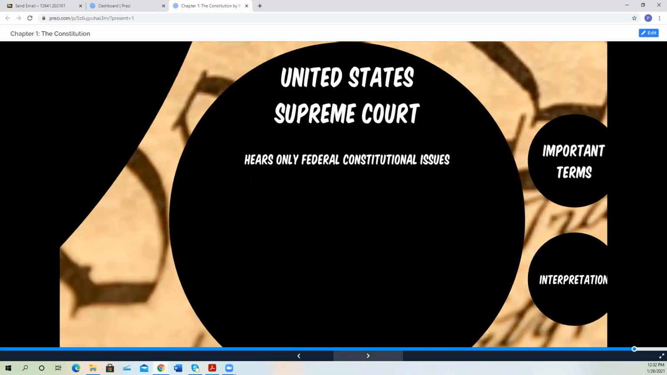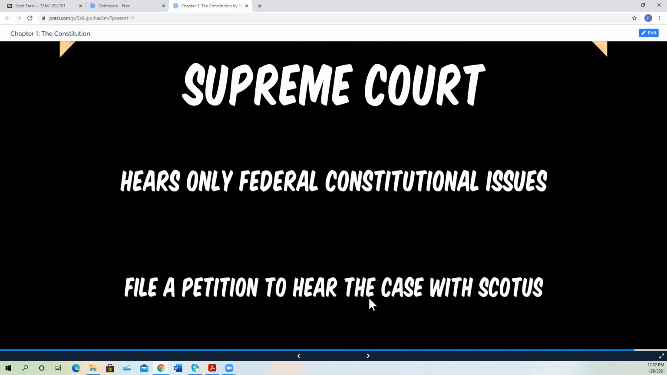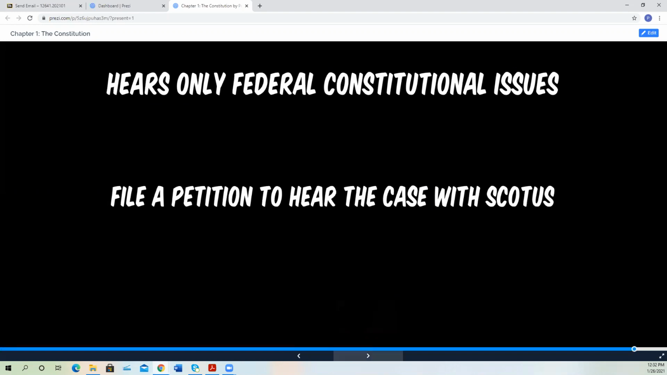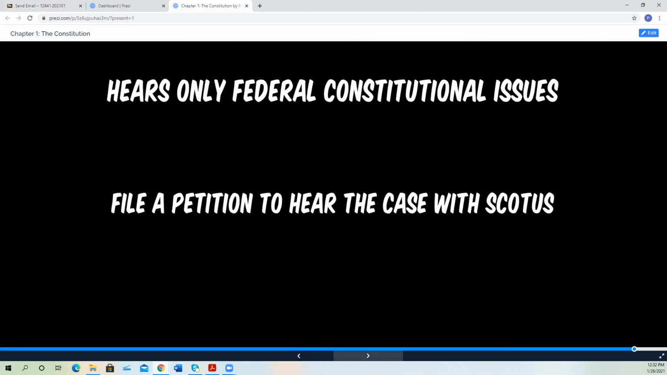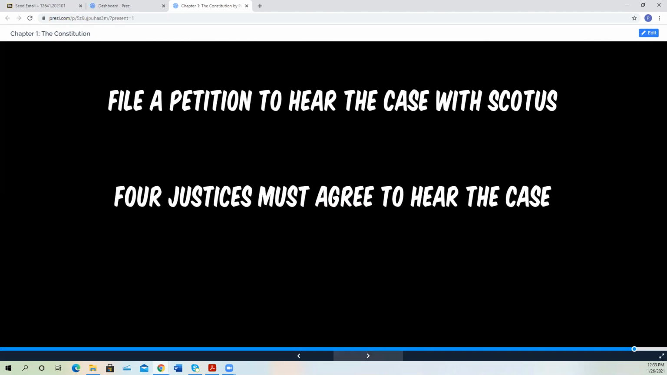The United States Supreme Court can only hear federal constitutional issues. They cannot hear state constitutional issues. To determine if they're going to hear a case, you file a petition with SCOTUS, which stands for Supreme Court of the United States. There are 9 justices on the Supreme Court, and 4 of them must agree to hear the case. So we don't need a majority to hear the case. You just need 4 to say, we're going to hear this case.